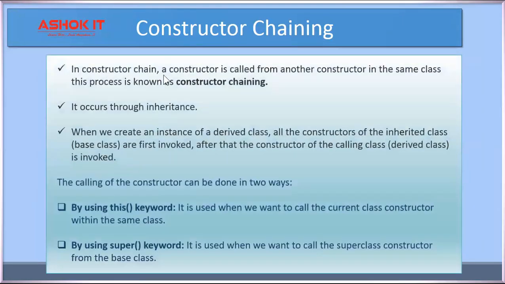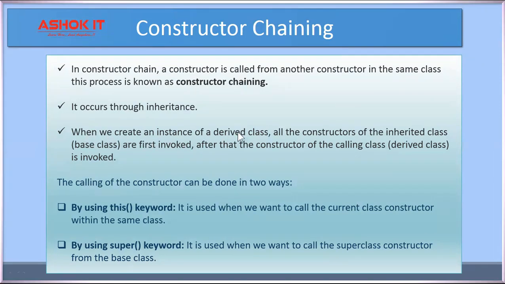In a constructor chain, a constructor is called from another constructor in the same class. So the process is known as constructor chaining. When a constructor is called by another constructor, it is called a constructor chain, or constructor chaining as the process. And it occurs through inheritance also. So we can call the constructor from the child class also.